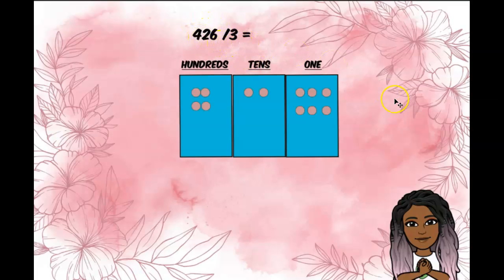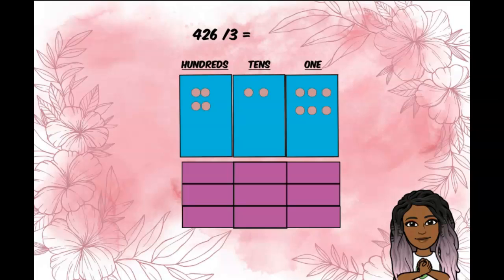So now scholars, my problem is telling me 426 divided by 3. So that means that I want to have 3 boxes here to represent the 3 equal groups that I'm going to break 426 into. Let's get those 3 boxes started. So now I have my 3 boxes. I'm going to start breaking into groups.